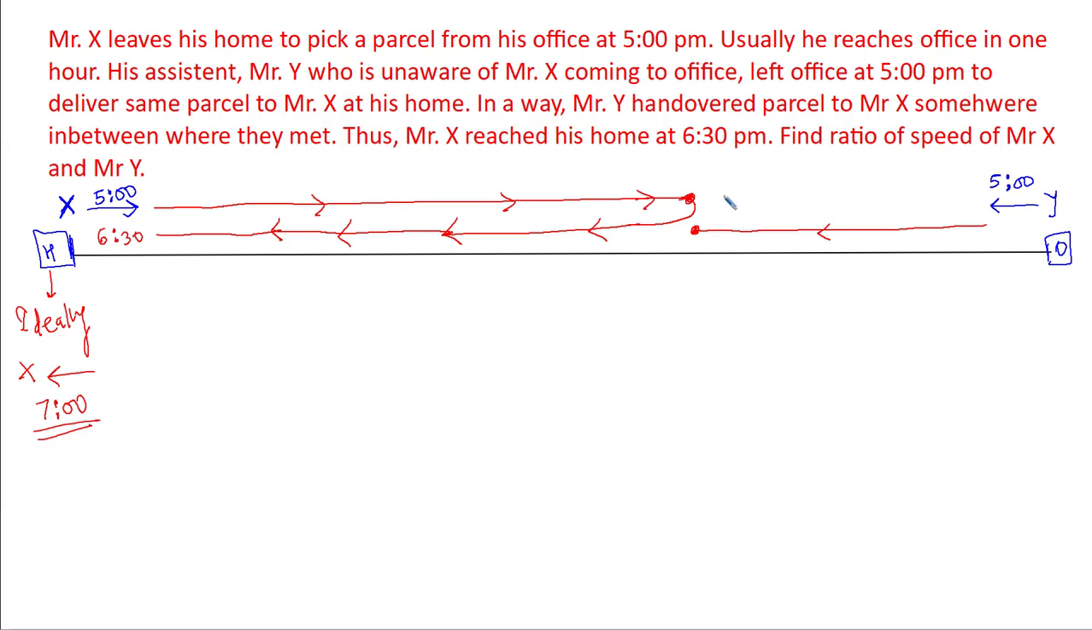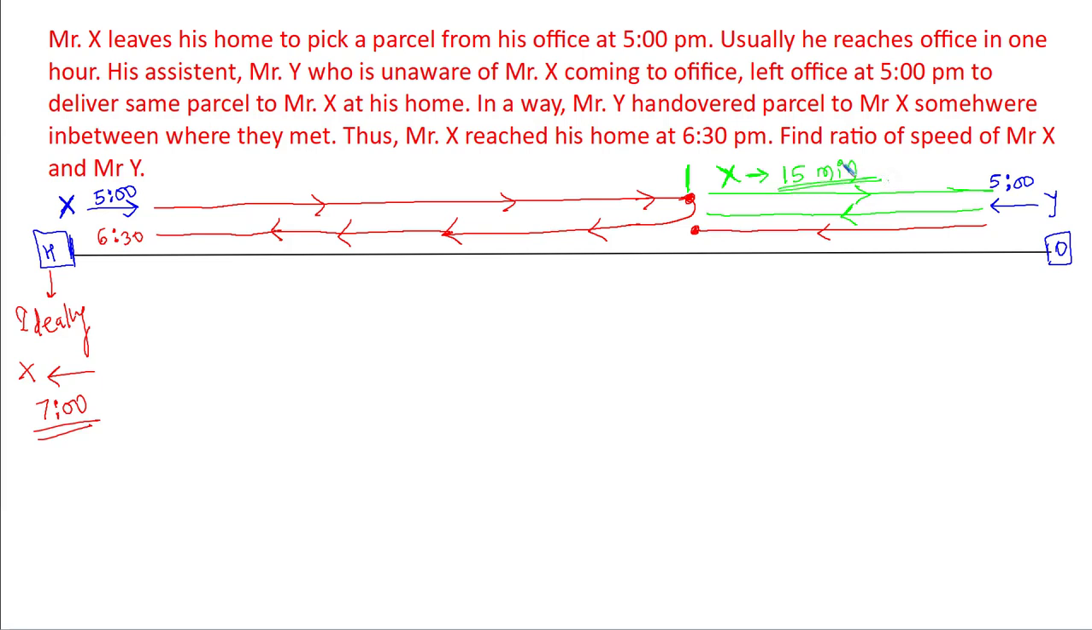He did not travel this stretch while going to the office, and while coming back from the office he did not travel these two stretches. These two stretches are of equal distances. Because he did not travel these two stretches, he saved 30 minutes. So from this point, how much time does X take to reach the office? He saves 30 minutes, so half of 30 minutes, 30 divided by 2, is 15 minutes.